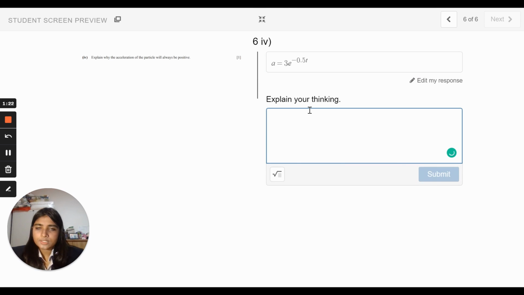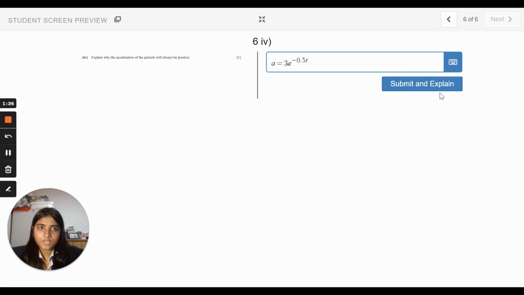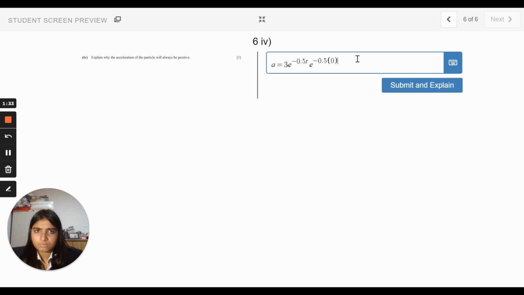Now, think about it. If you think about it, e to the power of negative 0.5 multiplied by 0. What happens? Well, e to the power of 0. Upon knowing the index law, you know e to the power of 0 is definitely equivalent to 1. Multiply that by 3, you get a positive 3. What about a negative number? Can e to the power of negative 0.5t be equivalent to a negative number? Well, if e to the power of negative 0.5t can't be equivalent to 0, do you think it can be equivalent to a negative number?